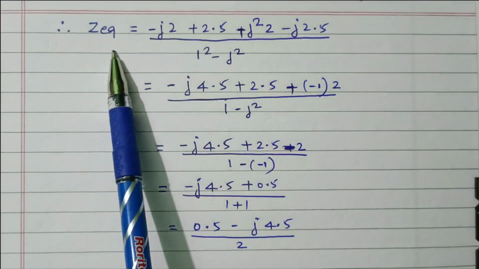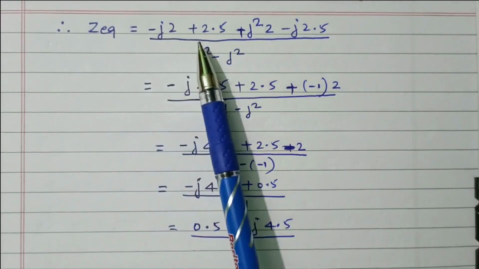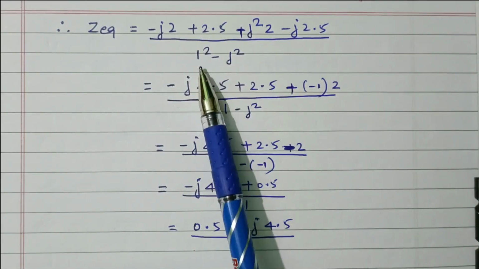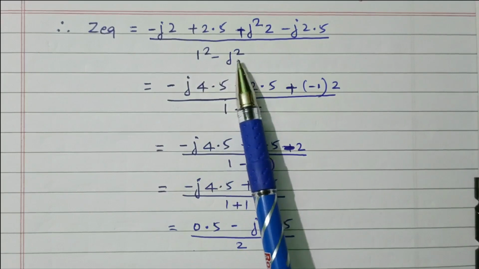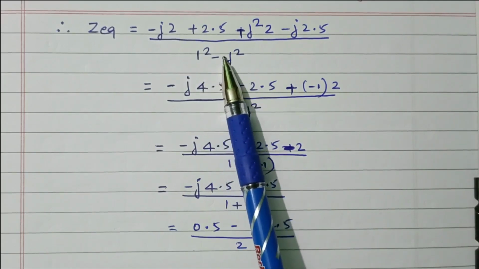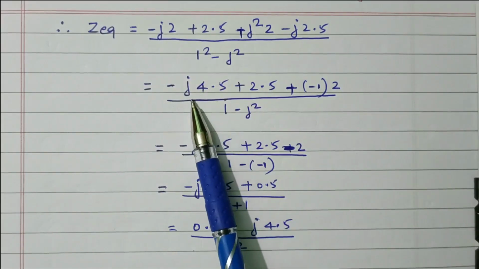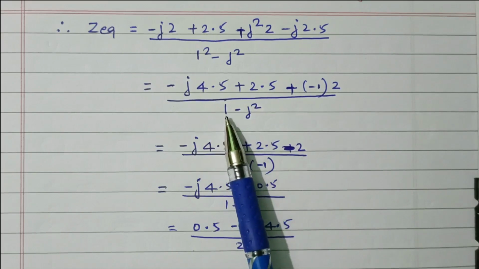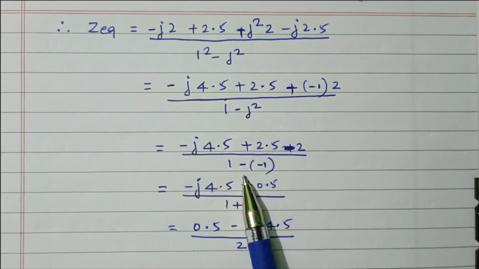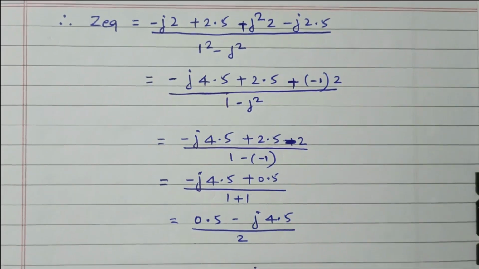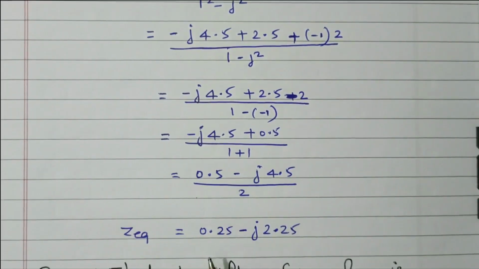So for further simplification of Z equivalent: minus j2 times 2.5 plus j square 2 minus j 2.5, divided by 1 square minus j square. In order to cancel this complex number, we multiplied and divided by the complex conjugate, right? So that is further simplified. 1 minus j square is minus 1. See, now it is 1 plus 1. The complex number is now removed. That is our aim, so we multiplied and divided by the complex conjugate. So after simplification we got 0.25 minus j 2.25.